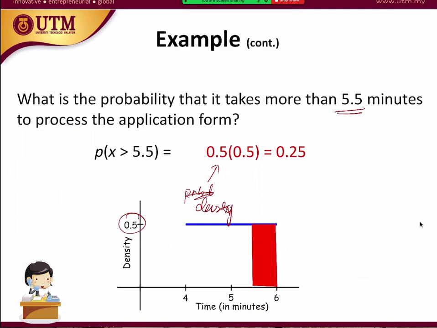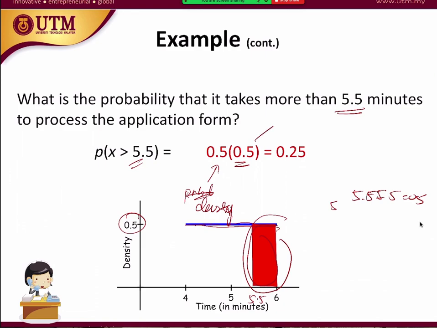Okay, since the question asks what is the probability that she can process it in more than 5.5 minutes, that means we are only interested in this part from 4.5. Since we are saying that this 0.5 density is for, in a way, 5 minutes, we wanted to know what happens if she processes it in more than 5. So 5.5 minus 5 is 0.5. So we are only interested in this part, so that's why we use 0.5, the density.